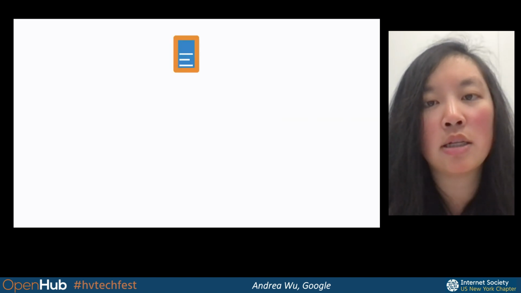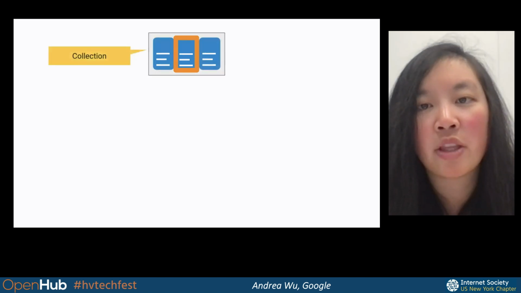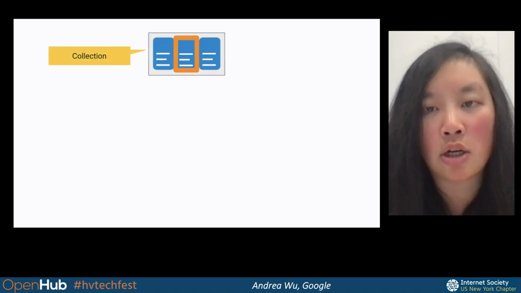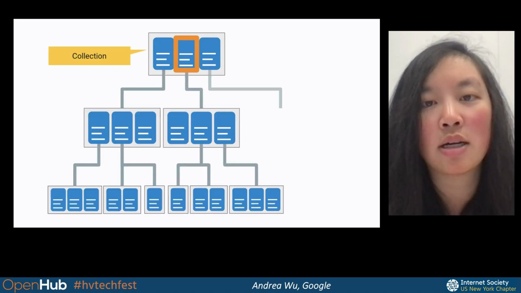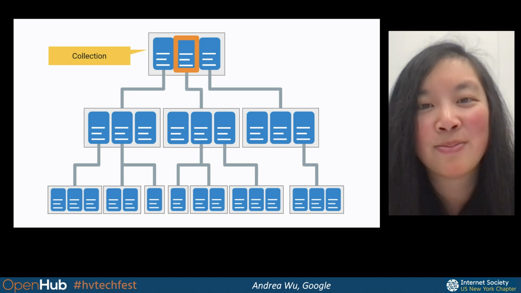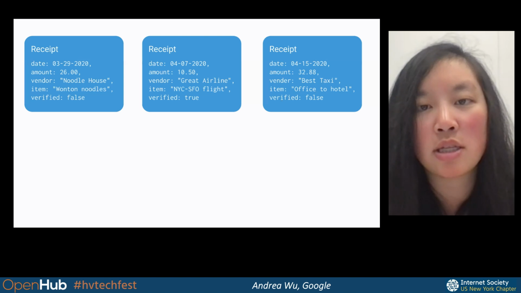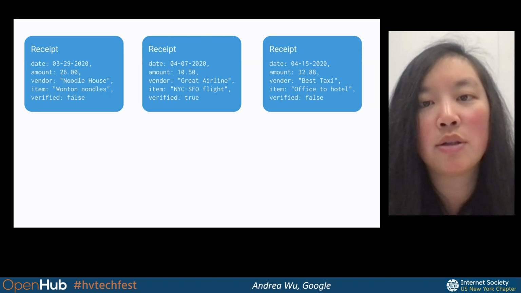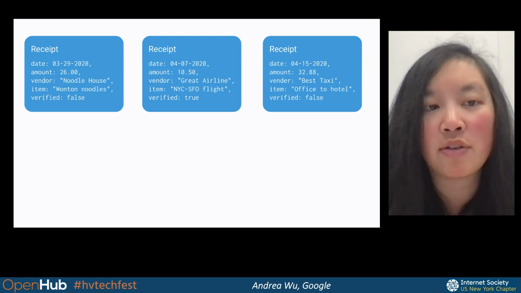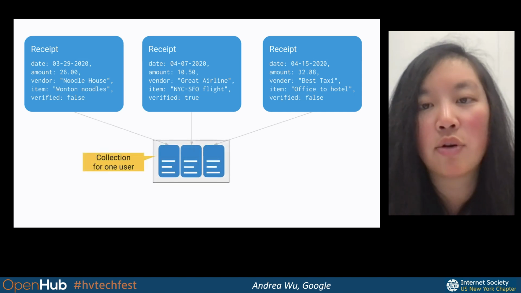So we have the document containing the fields we saw in the previous slide, and each of these documents is stored in a collection. Documents cannot contain other documents, but they can point to collections that contain other documents, which can point to other sub-collections, and so on. So in our example, each document will contain information from one uploaded receipt. So here are some examples of what that might look like. Each receipt document contains some values, including the date, the amount, the vendor, the item, and whether the user has verified these details yet. And all of these will go into a collection for one user.